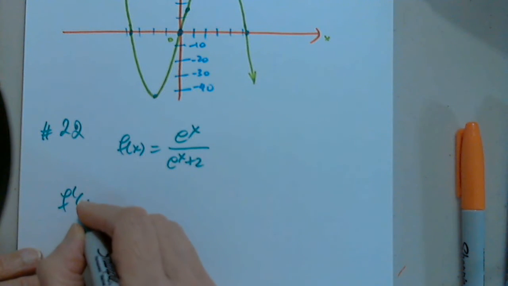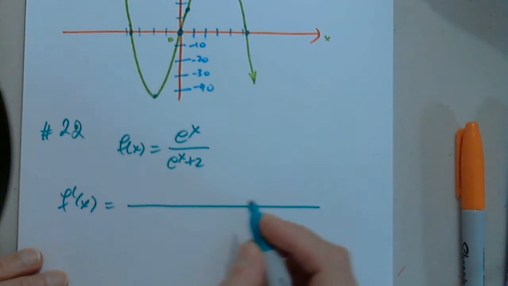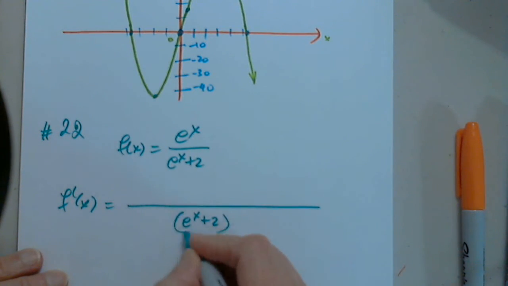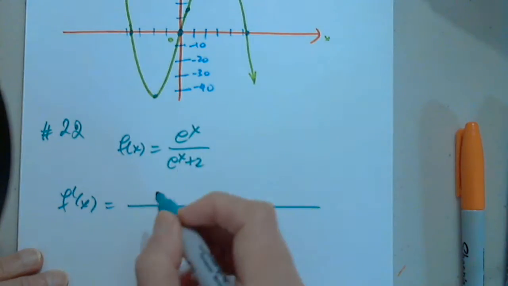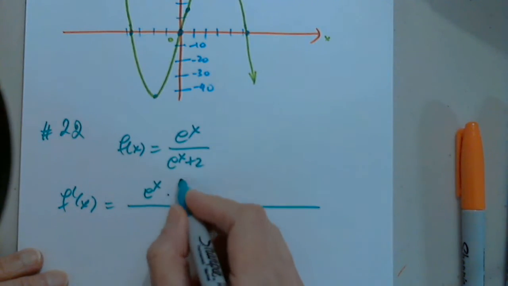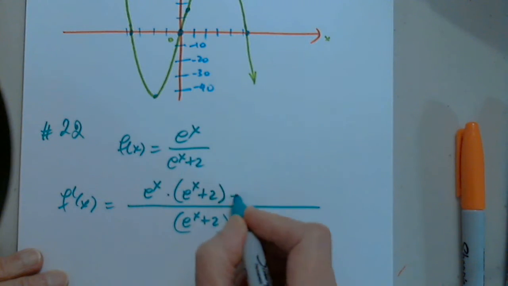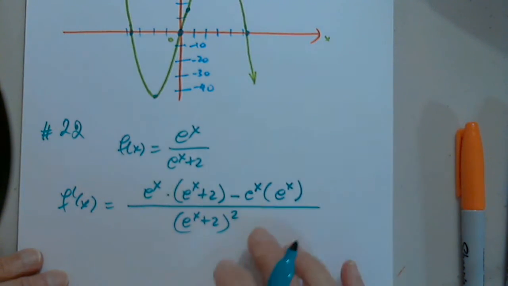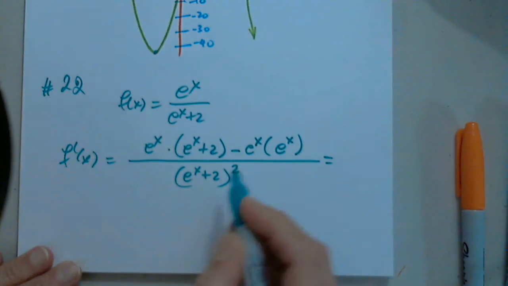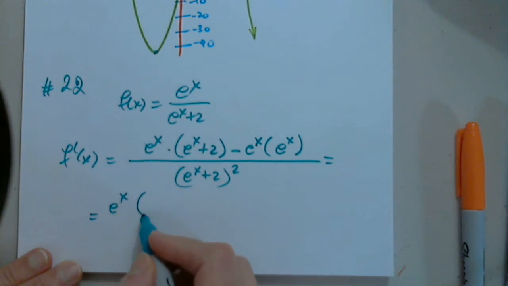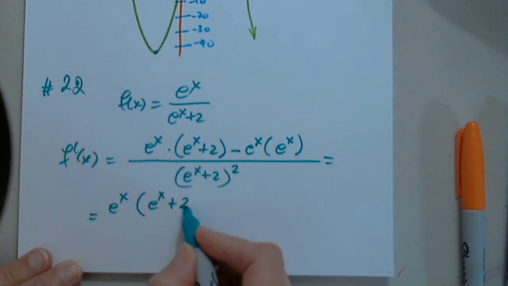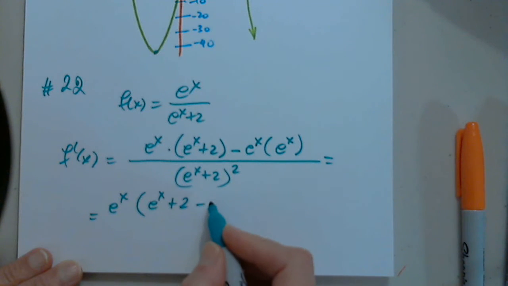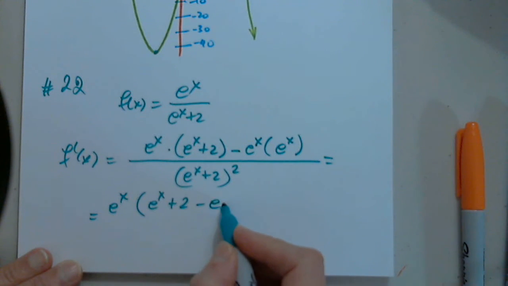So first, f prime of x, I need to use the quotient rule. The top prime is e to the x times the denominator minus the top times the denominator prime. Please do not multiply. Please factor e to the x plus 2 minus e to the x.